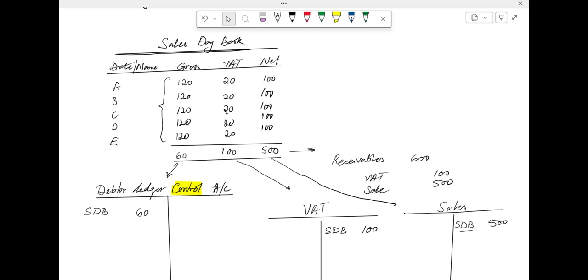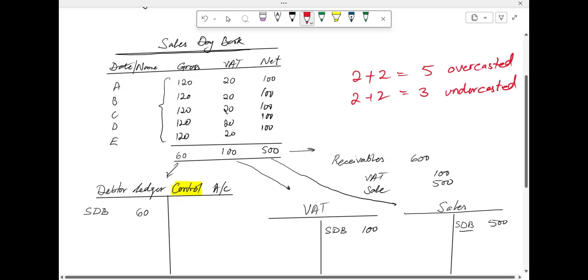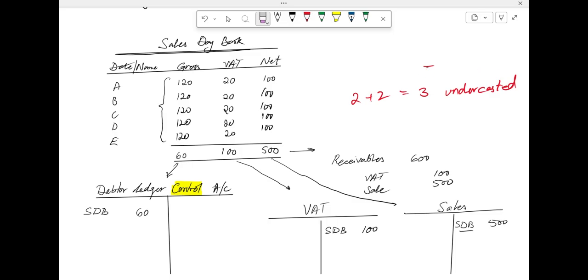The easy way to understand is 2 plus 2. If I write 5, it's overcasted. If I write 3, it is undercasted. I will be going through another question on control accounts in my next video, so please watch that video as well.